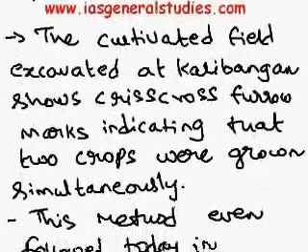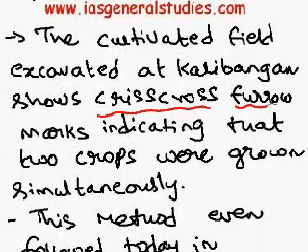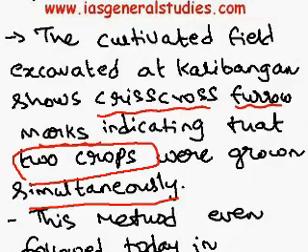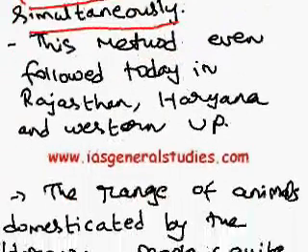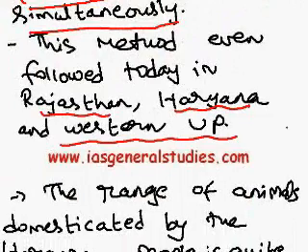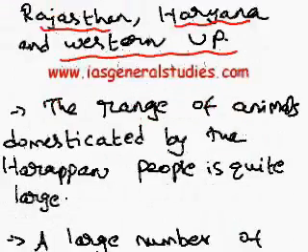The cultivated field excavated at Kalibangan shows crisscross furrow marks, indicating that 2 crops were grown simultaneously. This method is even followed today in Rajasthan, Haryana and western UP, that is cultivating 2 crops simultaneously.